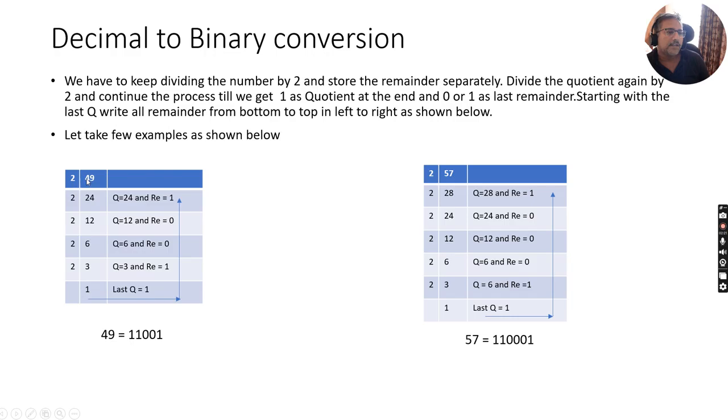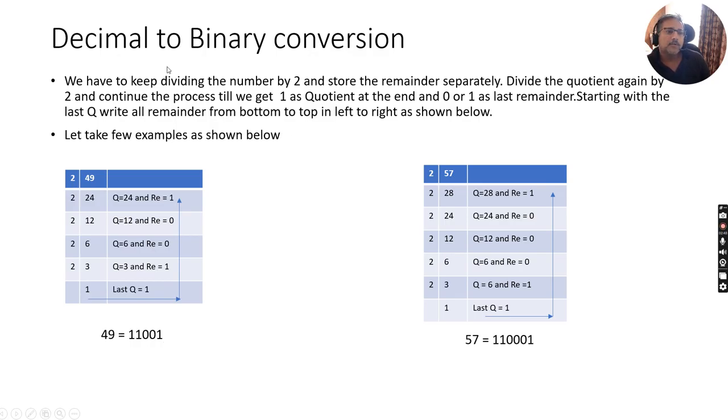So for 49, you keep dividing by 2. You keep recording the quotient and remainder at each step till you get 1 as the quotient at the end. So you should at least get 0 or 1 at the end. Then along with the last quotient, you group all the remainders and you will get the final answer. Similarly for 57.